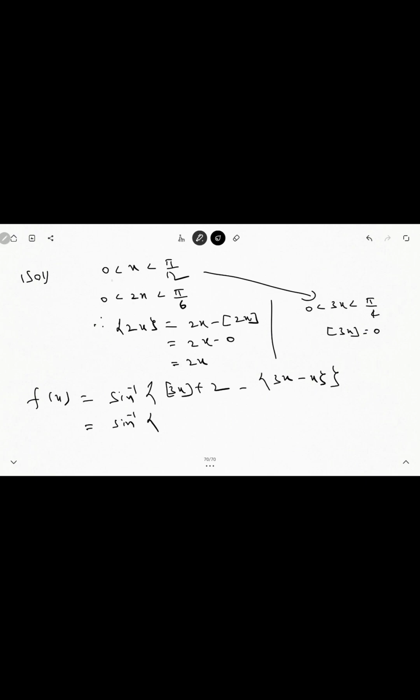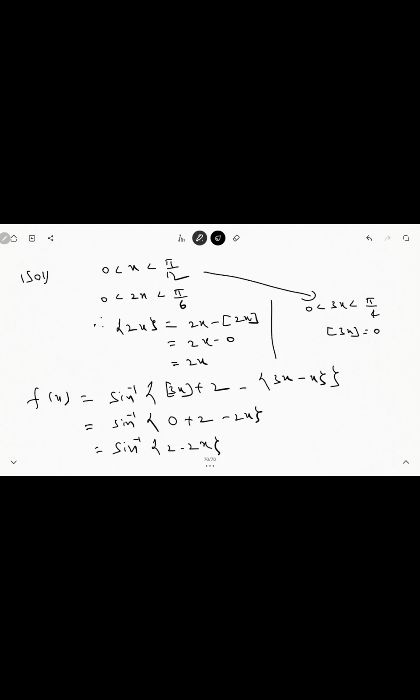Also, whenever 0 less than x less than pi by 12, multiply by 3, because we need to find the value of this box. If you multiply by 3 we will get 0 less than 3x less than pi by 4. Again it is 0 point something, 0.7. So the integer part of 3x is 0. So we are getting here 0 plus 2 minus 2x. This part is again the fractional part of 2x, which is 2x. So the function is sine inverse of fractional part of 2 minus 2x. Understood?